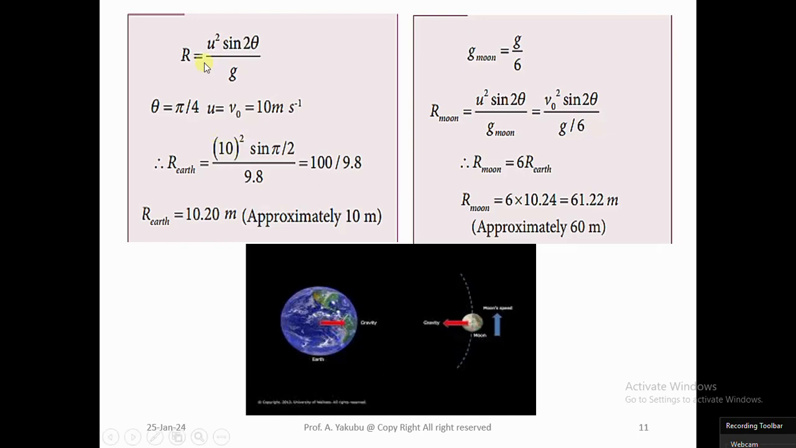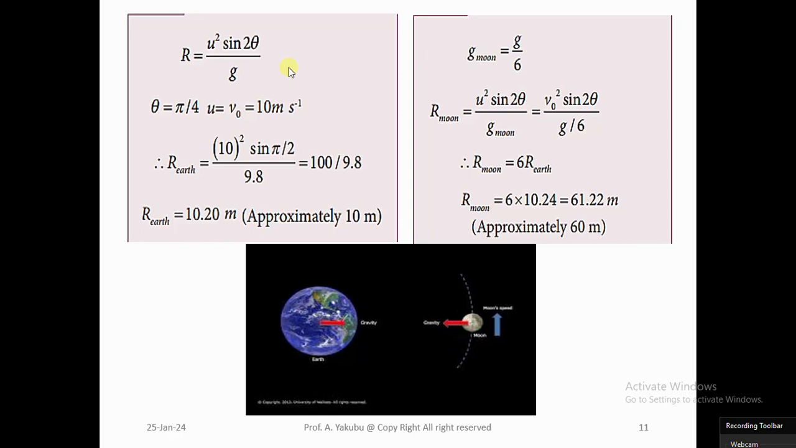Solution. The range is u squared sine 2 theta all over g. We know theta is pi over 4. And we know u, which is V naught, equals 10 meters per second. So putting that in perspective for Earth, we are going to have the velocity 10 squared, which is given, sine pi over 2. Why is this sine pi over 2? Remember, this is sine 2 theta. So theta is pi over 4, so 2 theta now is going to be 2 times pi over 4.